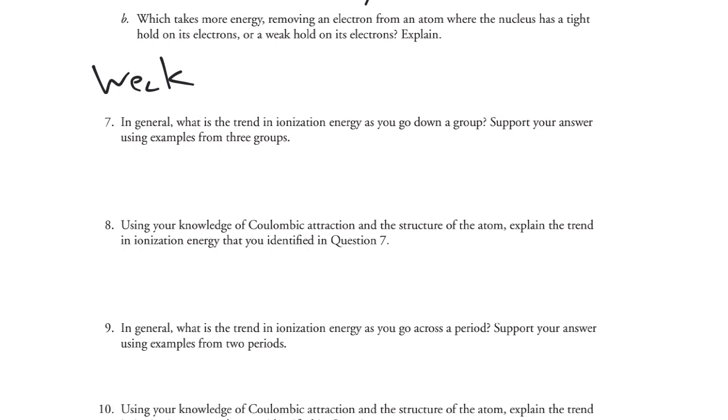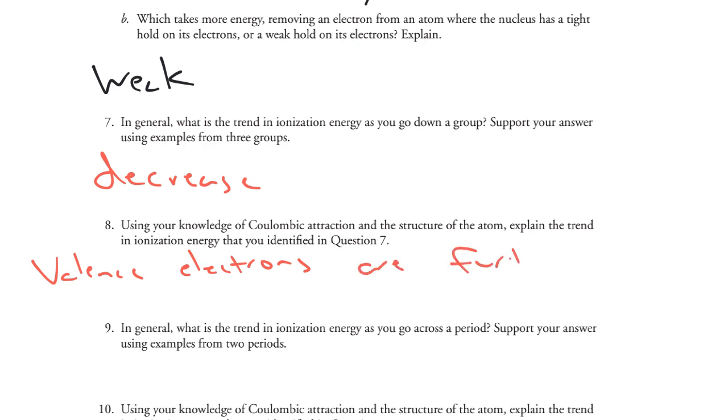All right. In general, what is the trend for ionization energy as you go down a group? So as we go down, ionization energy is going to decrease. And we're talking about just removing the furthest out electron. Well, as we go down in the table, that furthest out electron is even further away. So I think that's what we can put in for number 8 here. So the valence electrons are further away.